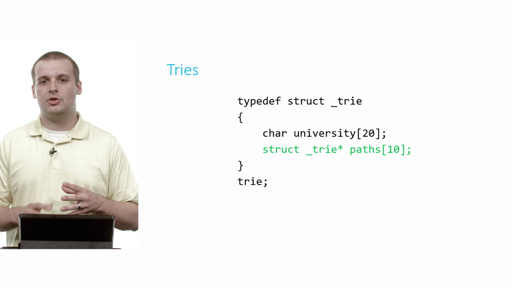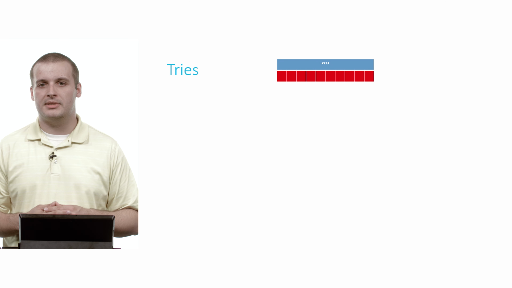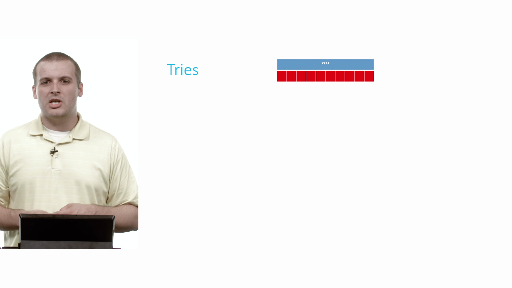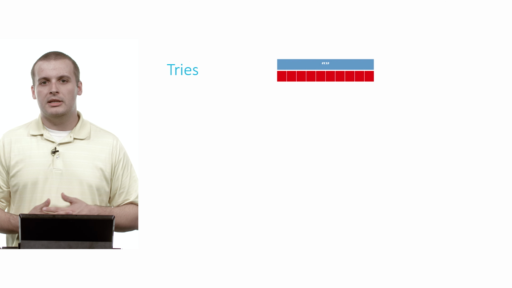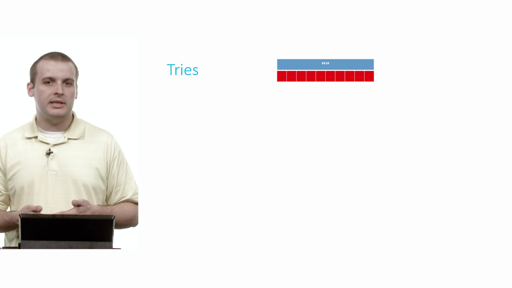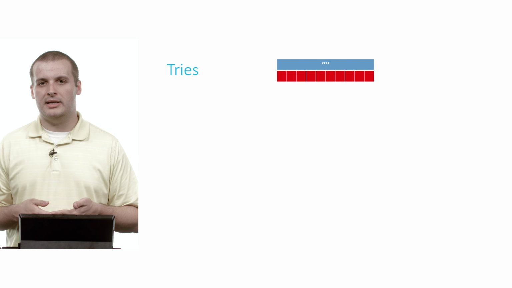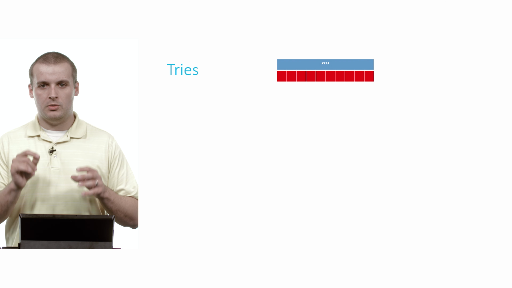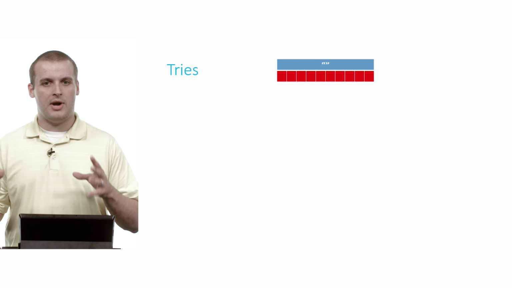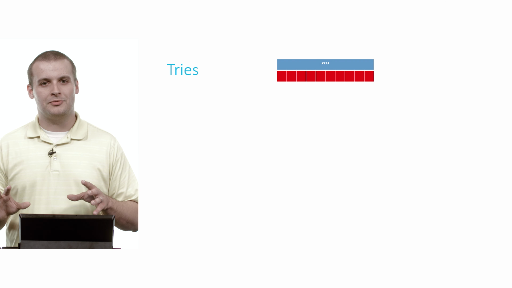So let's build a trie. Let's insert a couple of items into our trie. So at the very top, this is our root node. This is probably going to be something you're going to globally declare, and you're going to globally maintain a pointer to this node always. You're going to say root equals, and you're going to malloc yourself a trie node, and you're never going to touch root again.